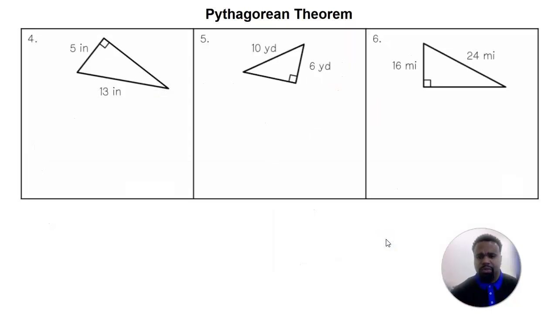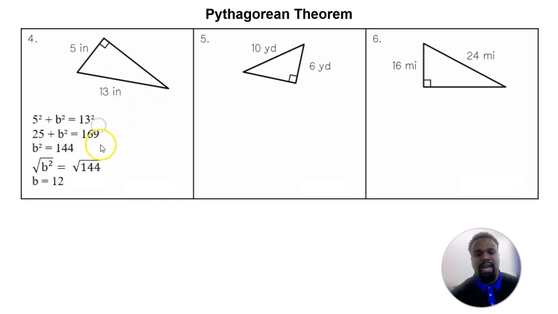Look at numbers 4 through 6. For numbers 4 through 6, a leg and a hypotenuse are given, and we need to find the value of the missing leg. So we still use the Pythagorean theorem, but now we're working in reverse to solve for the leg. Let's look at number 4. We're still doing A squared plus B squared equals C squared, but the hypotenuse is given. So we have 5 squared plus B squared equals 13 squared. We need to solve for B.